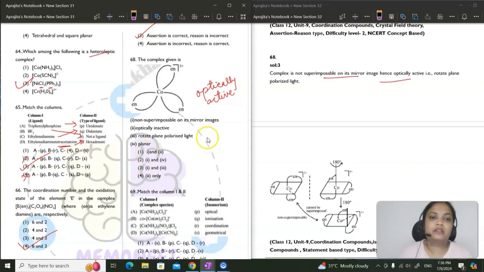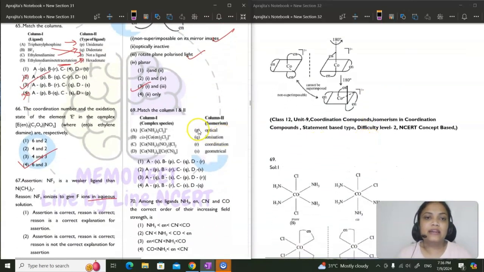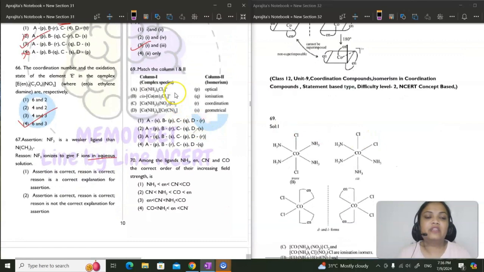So it means it's non-superimposable, optically active and rotates plane polarized light. So the answer is option 3, that is, 1 and 3 are correct. Next is question number 69. Again we need to tell the type of isomerism given by these compounds.